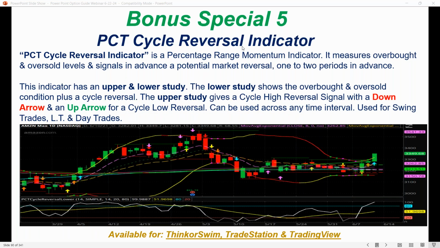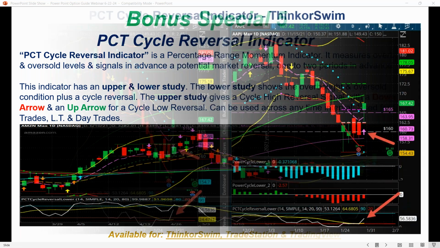Now you're going to get my cycle reversal indicator. This will show when cycle reversals happen based on this indicator, and it'll also illustrate overbought and oversold. It is available for Thinkorswim, TradeStation, and TradingView. It has an upper and lower study. When the cycle reversal happens, it gives you a coded arrow to show the reversal, and the lower study is where the actual signal comes from. It also shows overbought, oversold. This is one that we use a lot, so it's super important for your trading.